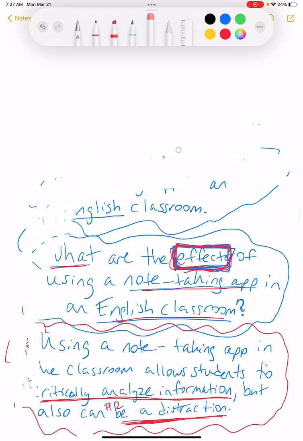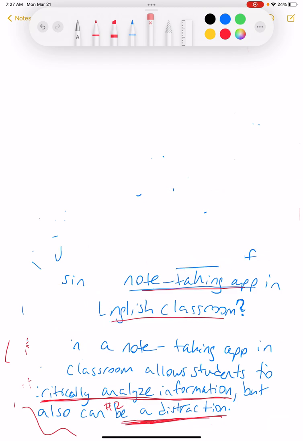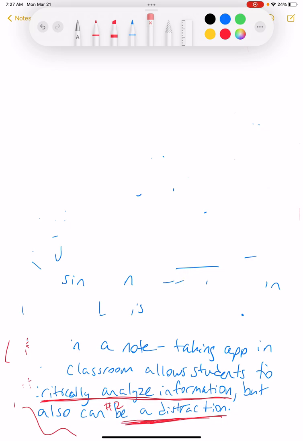So let me know if you have questions about your topic, if you need help narrowing or anything like that. And let me also take forever erasing, sorry. Again, I don't know why I thought this would be a little smoother.